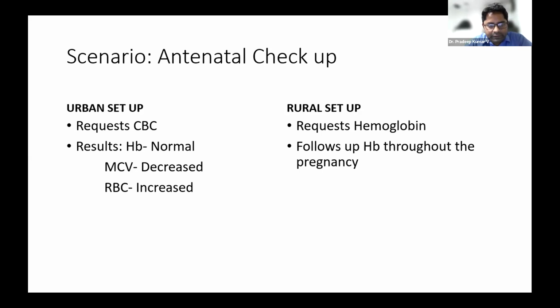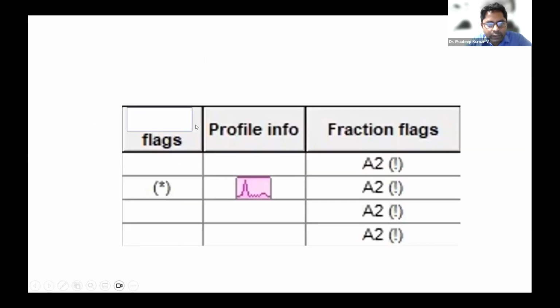So basically, let's say we are looking at a CBC with MCV decreased and RBC increased, whereas hemoglobin is normal. And there is one more scenario where, in a rural setup, we are just doing hemoglobin and it's normal and we are not looking at indices. So with whatever we have learned till now, what's the next test you want to request? Can anyone just put in the chat box what next test is required?